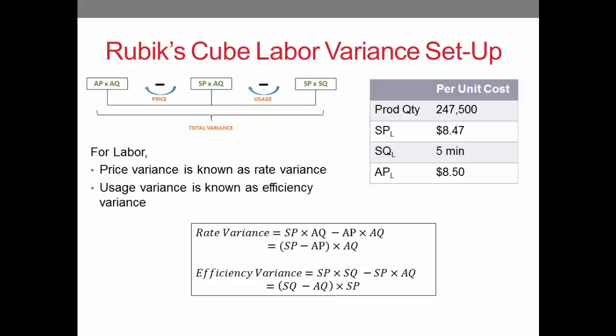For efficiency, we're treating it as a usage variance. We keep the price the same, and we're looking at the difference between the standard quantity of labor for the units produced and the actual quantity of labor for the units produced. And from there, you should be able to figure it out. So good luck.